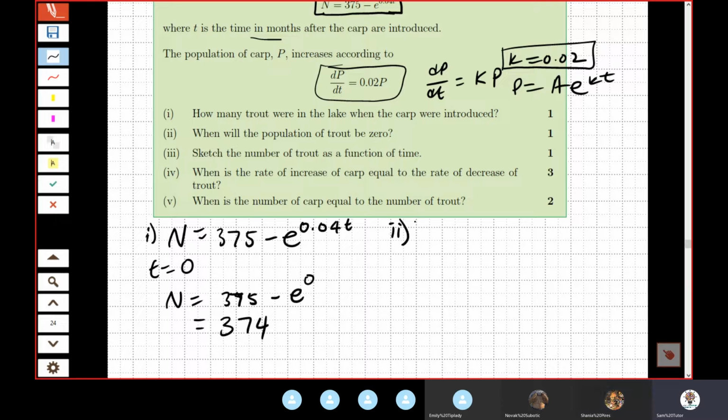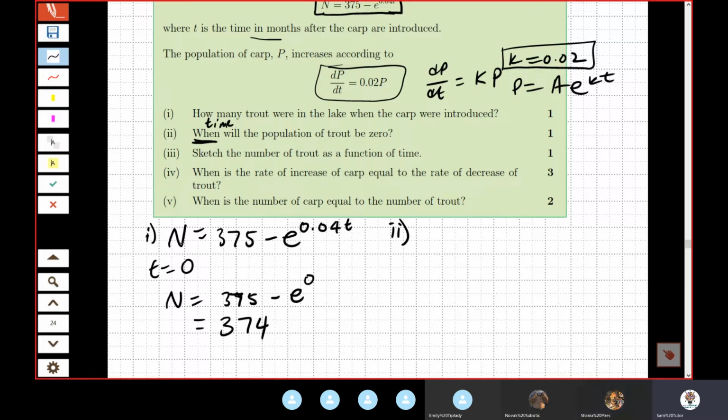Good job. Part ii. When will the population of trout be 0? All right. What does 'when' mean? What letter are you trying to find when it says 'when'? If I asked you, when will you be there? What would your answer be? At 3 o'clock. So in terms of time. It's important to know that because a lot of students have problems with that and don't know what letter they're looking for. When saying 'when', you're looking for time.